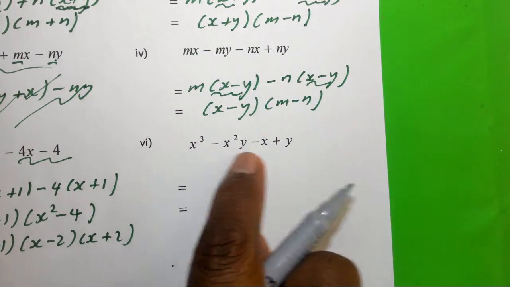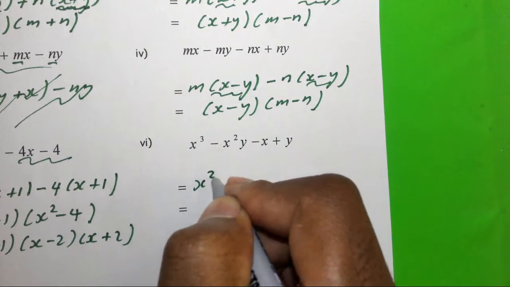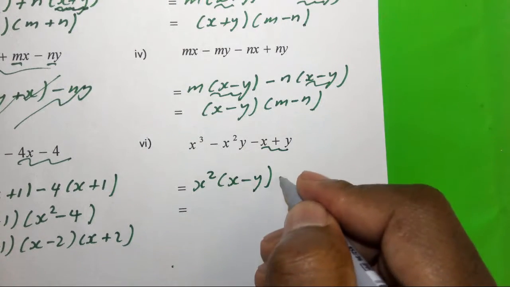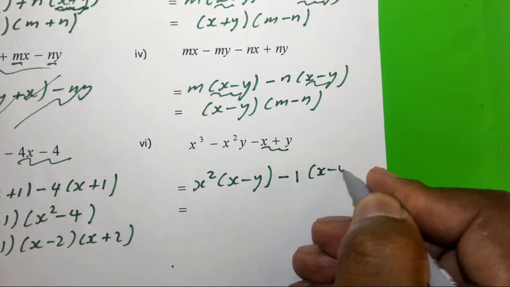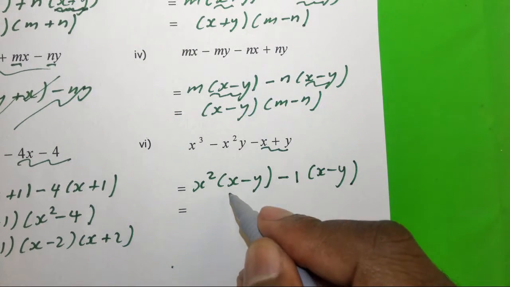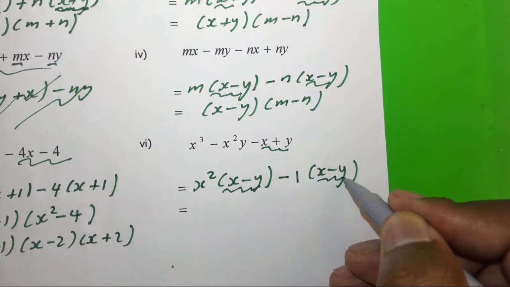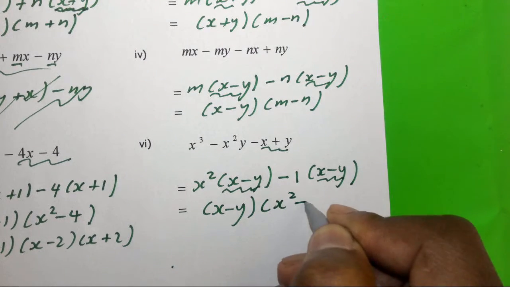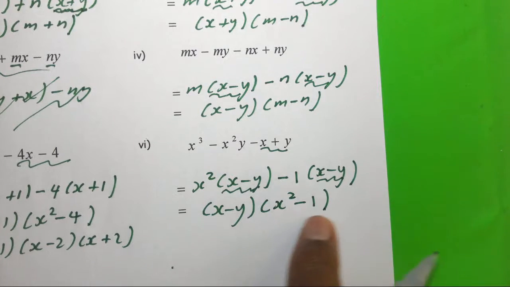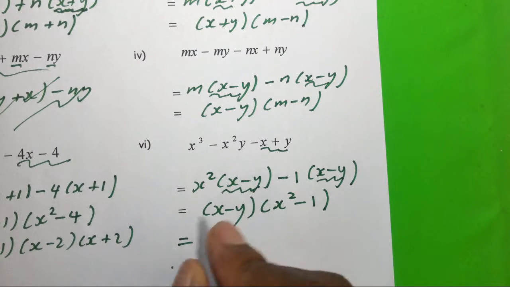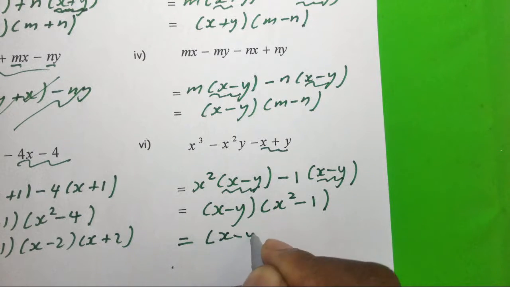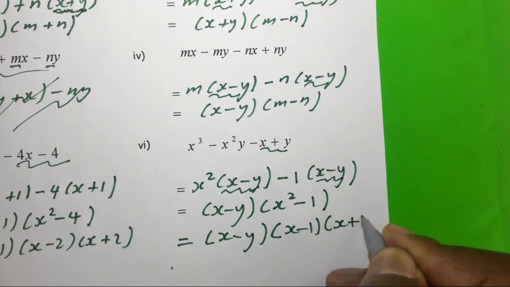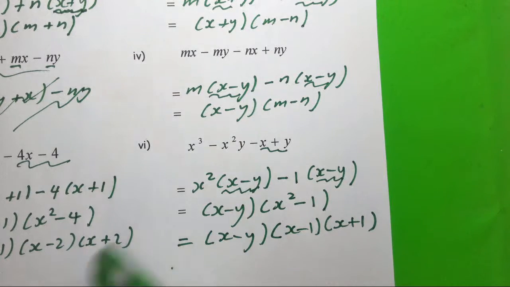Our last example on grouping. The first 2 terms, I can pull x squared, left with x minus y. And the last 2 terms, pull minus 1, have x minus y. Then we have a common factor, which is x minus y, bracket x squared minus 1. Then you can still fully factorize that by difference of 2 squares. You keep your x minus y, then bracket x minus 1, bracket x plus 1, and then this is fully factorized. Okay.